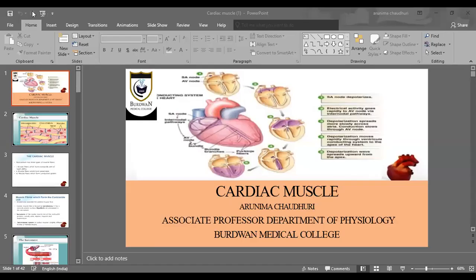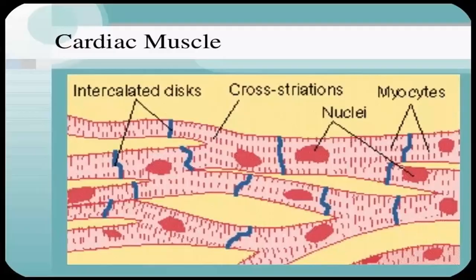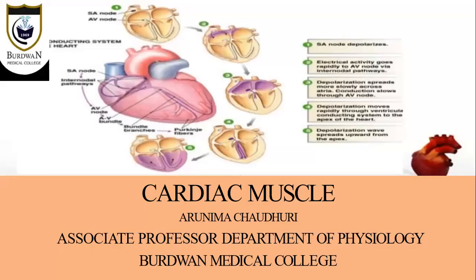We have learned about action potential in the skeletal muscle, in neuron, in cardiac muscle, about the fast response action potential and the slow response action potential. Now, let us today discuss about the cardiac muscles.